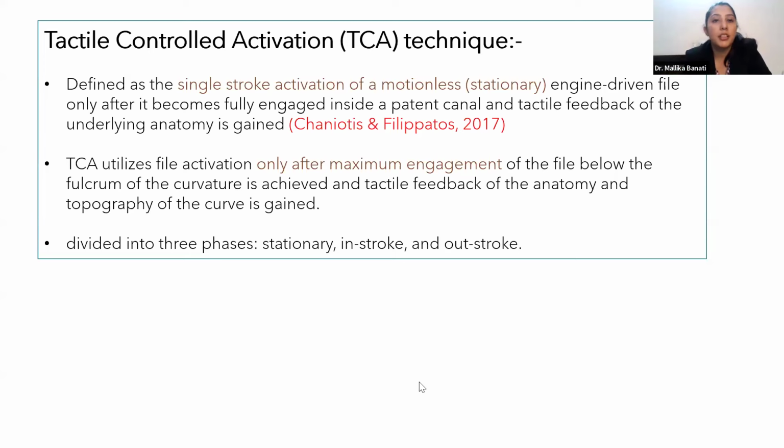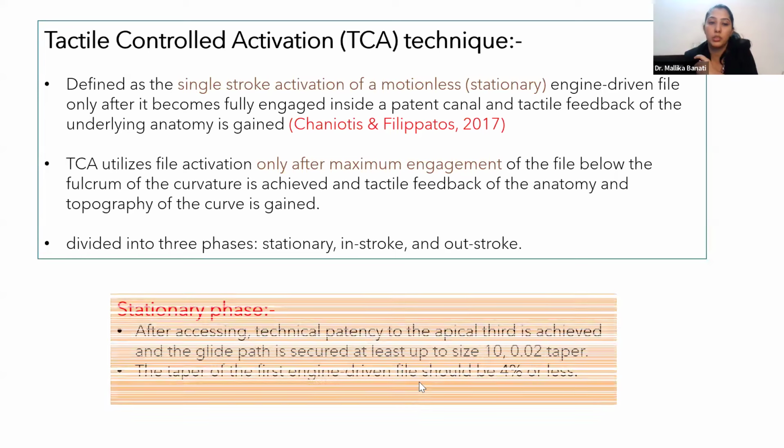So it is now defined as a single stroke activation of a motionless, stationary engine driven file, only after it becomes fully engaged inside a patent canal and tactile feedback of the underlying anatomy is then gained. So TCA fully utilizes activation only after maximum engagement of the file below the fulcrum of the curvature. So now it is divided into three phases: stationary, in-stroke, and outstroke.